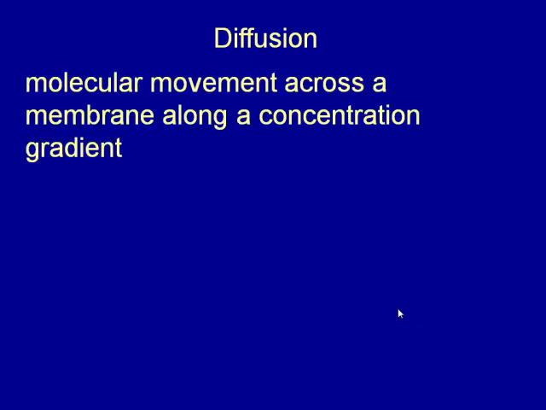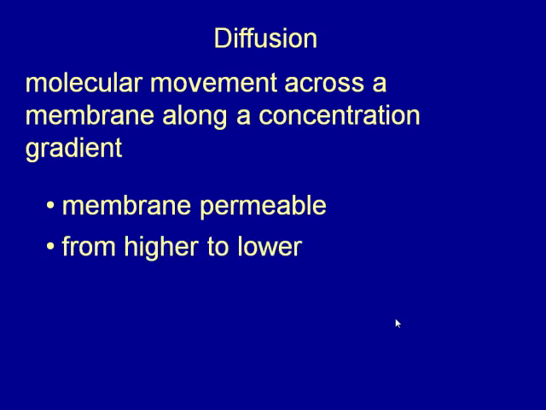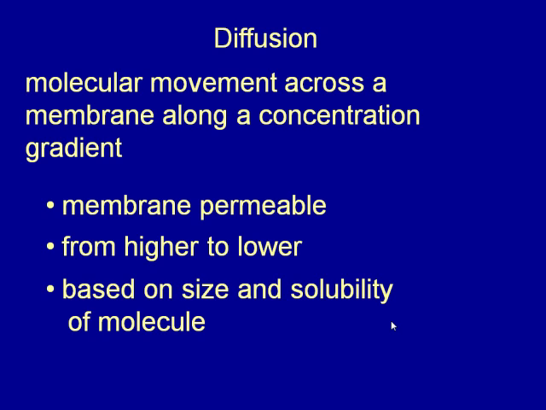Diffusion is the molecular movement across a membrane along a concentration gradient. Now, the membrane has to be permeable to the molecule that we're moving. That is, there has to be some way for the molecule to cross the membrane. And when we say along a concentration gradient, we mean that we're moving the molecule from an area where the molecule is highly concentrated into an area where it's not as concentrated. Diffusion is going to act based on size of the molecule and solubility of the molecule.